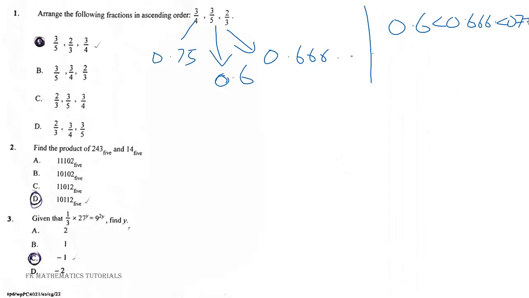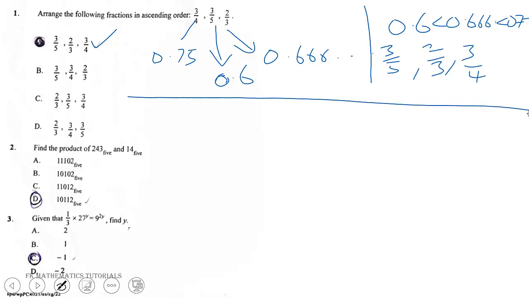So you can see that 3 over 5 will be less than 2 over 3. That will be less than 3 over 4. So the correct answer is supposed to be option A. So that is when you want to use calculator to do it, you just convert them into decimals.